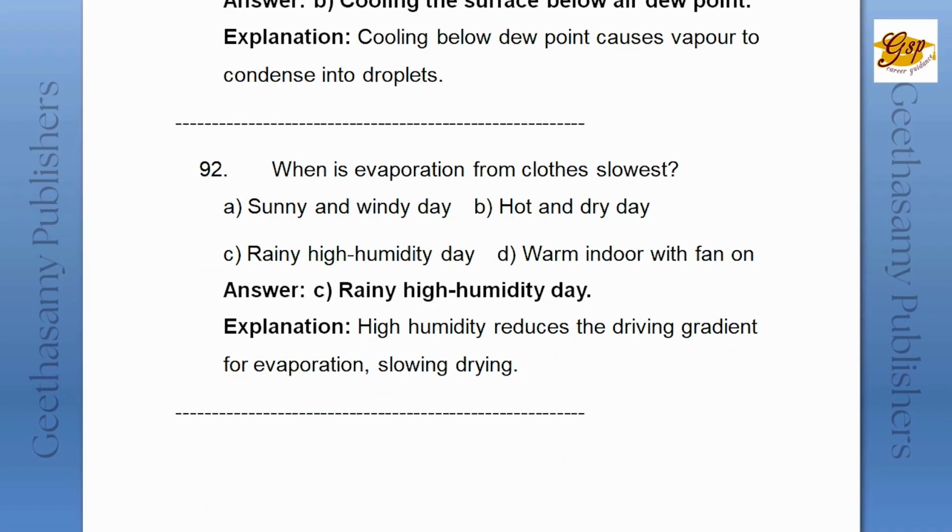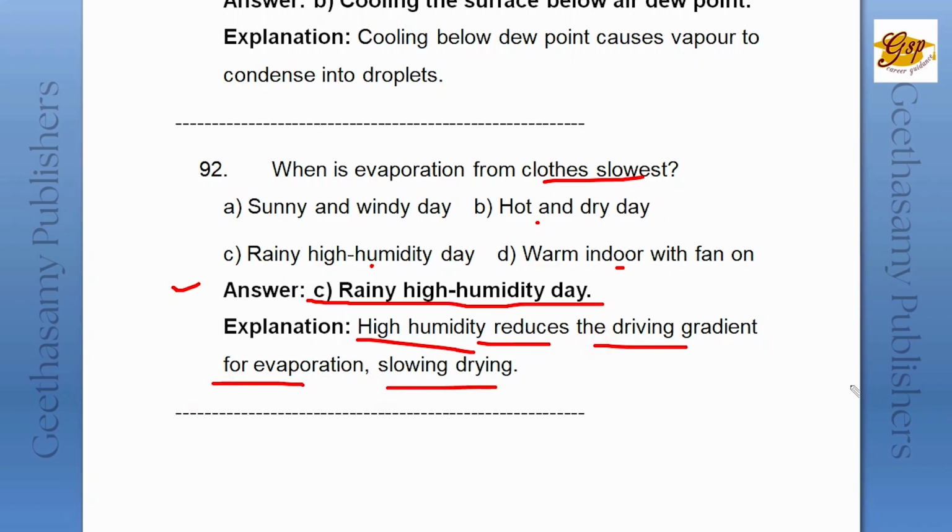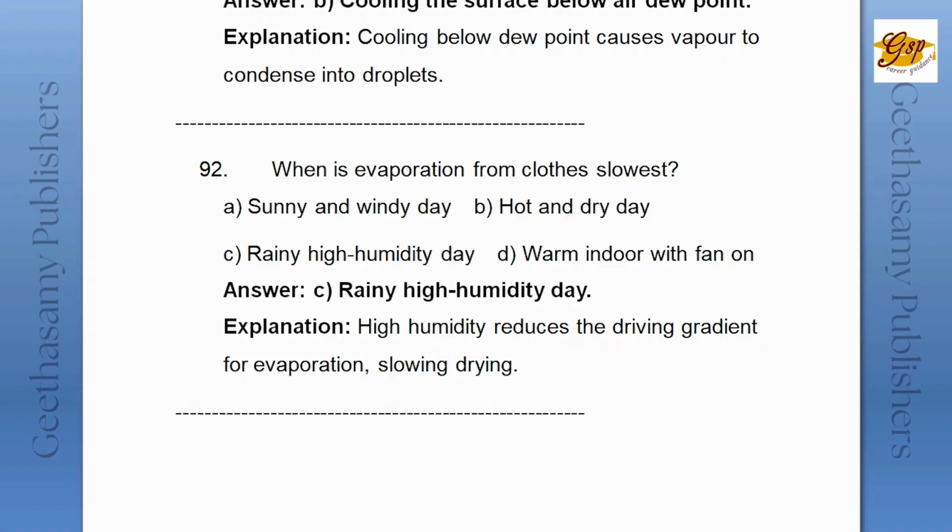Then 92nd question, the last question. When is evaporation from a cloth slowest? Sunny and windy day, hot and dry day, rainy high humidity day, warm indoor with fan. The correct answer is rainy, high humidity day. Humidity is already high. High humidity reduces the driving gradient of evaporation, slowing down drying, right?